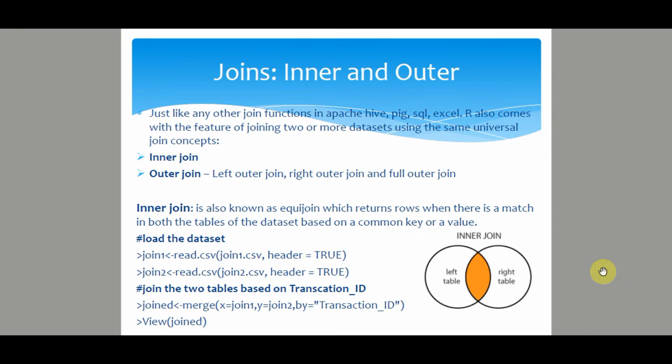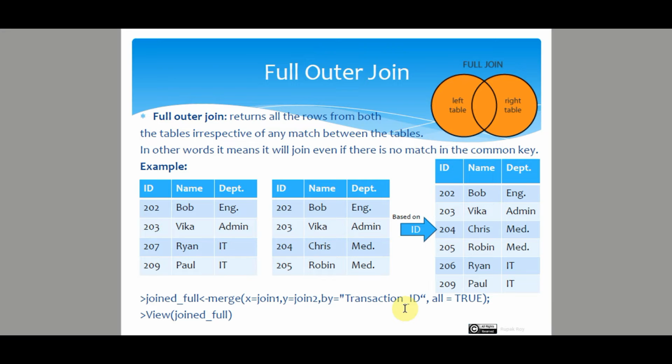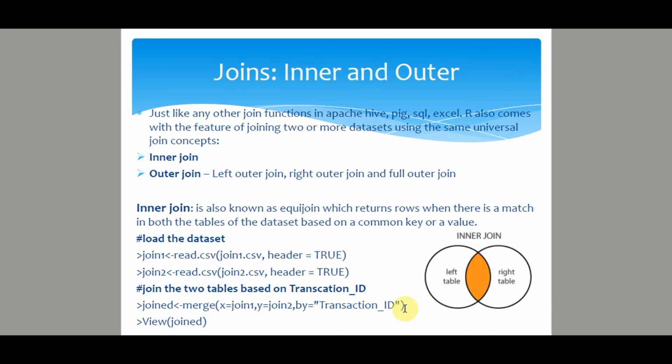Inner join is also known as equijoin, which returns rows when there is a match in both the tables of the dataset based on a common key or value. First, load the datasets, then define the first dataset in x, then the second in y, and by is equal to the column name, which will be used to return rows when there is a match in both the tables of the dataset, that is, transaction ID. Then complete. We have our table whose transaction ID is common in both the datasets.